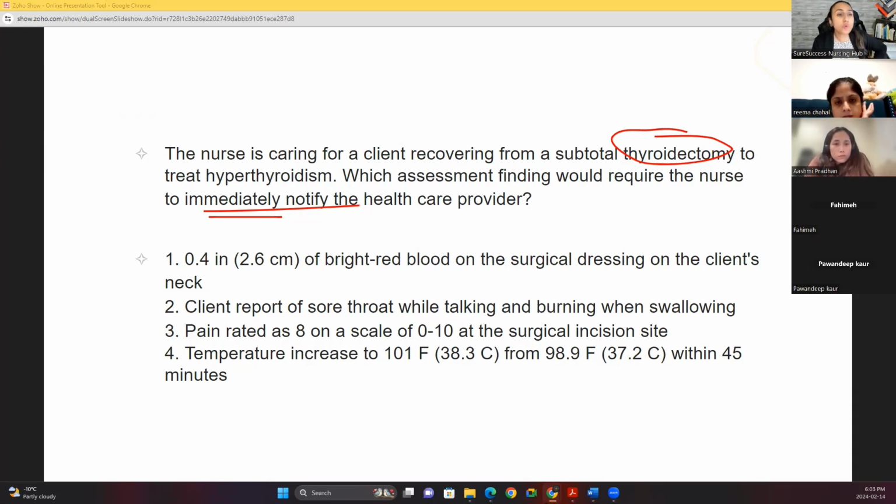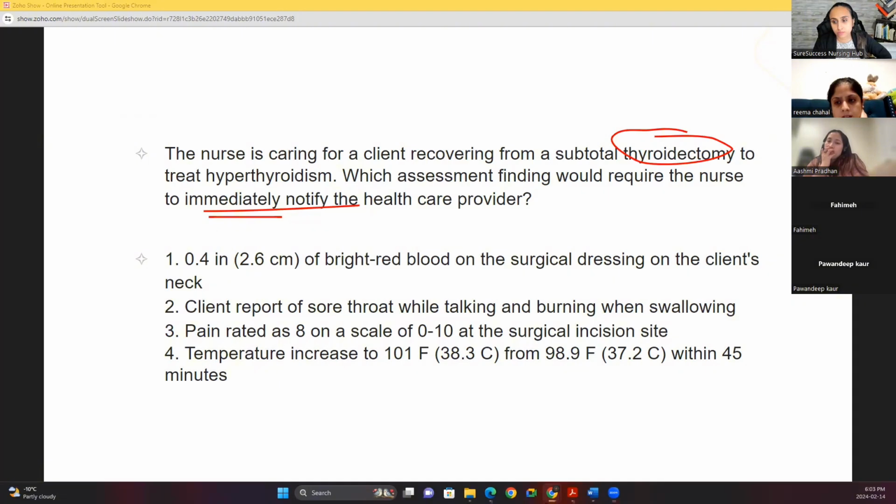All right, now let me teach you how to do the questions. From now onward, I will not ask you, but teach you. 0.4 inches, 2.6 centimeters of bright red blood on the surgical dressing site. I'm not reading all the options, I'm doing them one by one. So think about it and tell me, should I call the doctor or not?